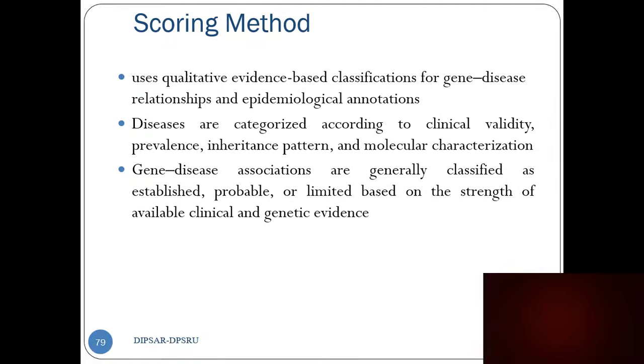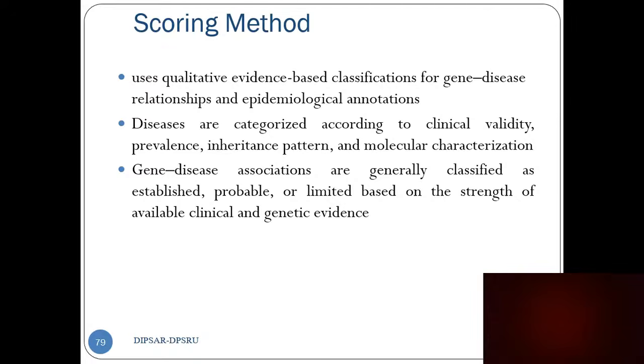And as I said, some databases use qualitative scoring methods, some use quantitative numbers, so you should know about it. Some use p value, some use relevance score, some use association score, some use qualitative classification. Like in this one, you will find they classify as established, probable, or limited. So you should know about that. This is the limited evidence, this is probable, this is strong evidence, this is the particular database providing the information.